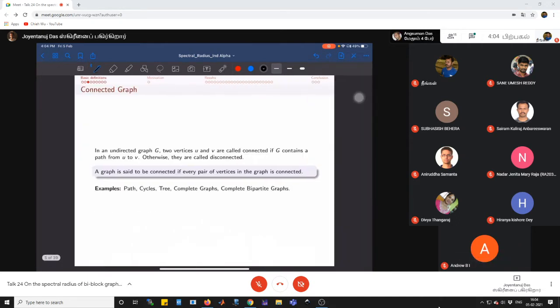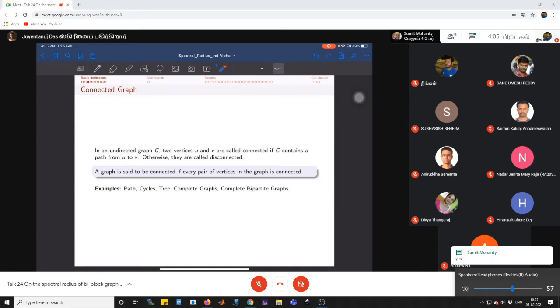Okay. So next we will define when two vertices are connected, otherwise they are called disconnected. And a graph is said to be connected if every pair of vertices in the graph is connected. For example, you can take path, cycle, trees, complete graph, and complete bipartite graph.